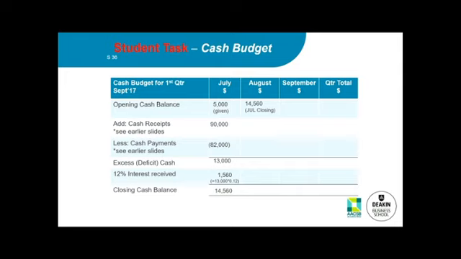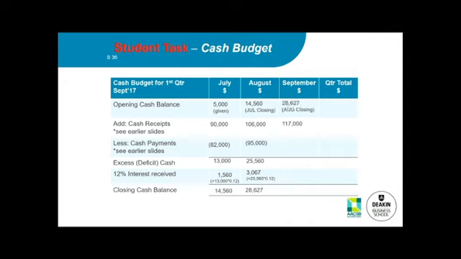And we have cash receipts in August of 106,000. Cash payments were 95,000. So that gives us excess cash of 25,560, on which we can earn another 12%, which is going to be 3,067. And that gives us a closing cash balance of $28,627, which now becomes our opening balance in September.